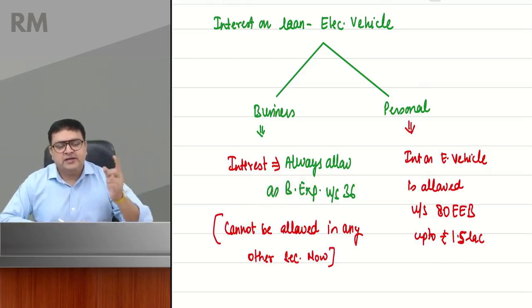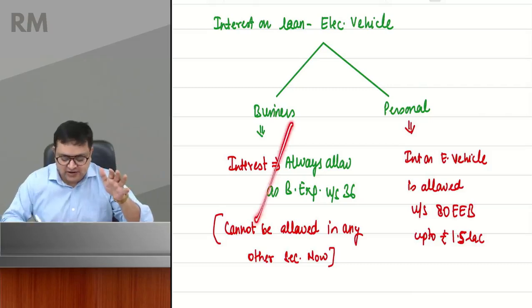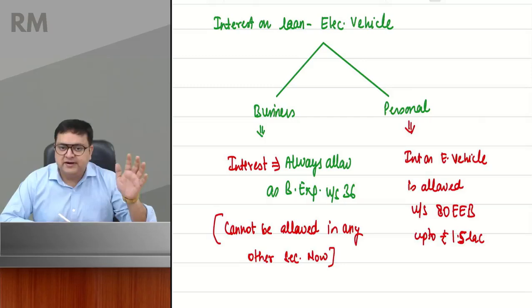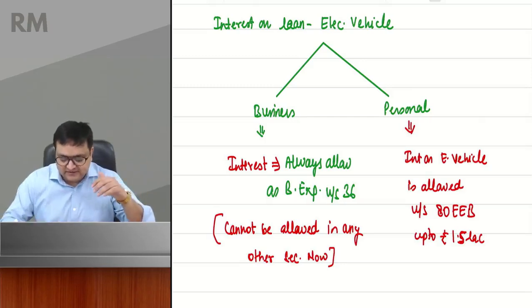So here the interest which we are giving is not for business. So I will not allow it as a business expense. So this person has allowed it as a business expense, which is wrong. First of all, I'll say no, it is not allowed there. I will add it back. It's a personal expense.